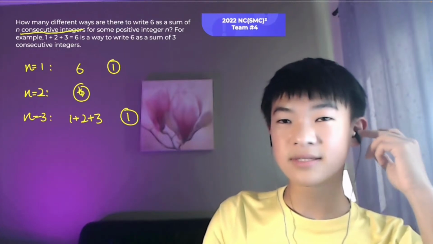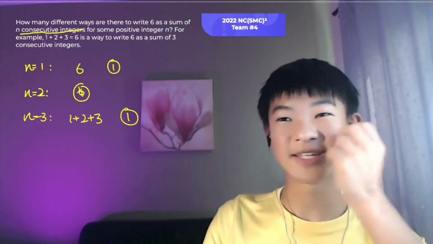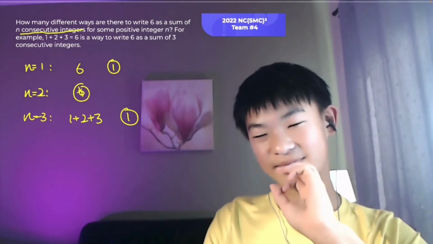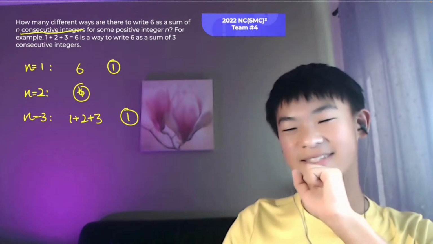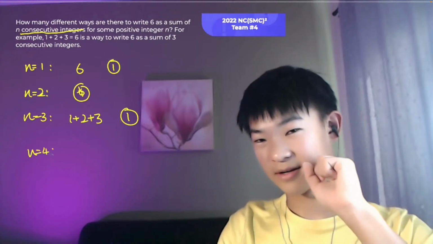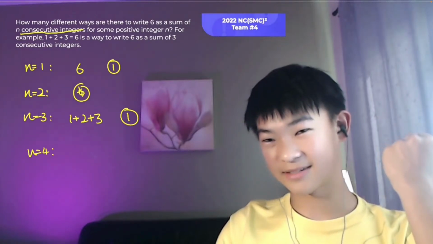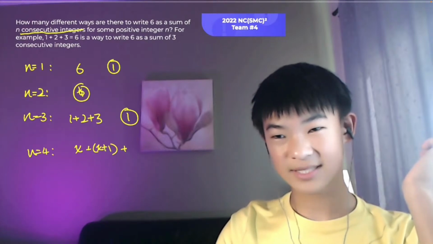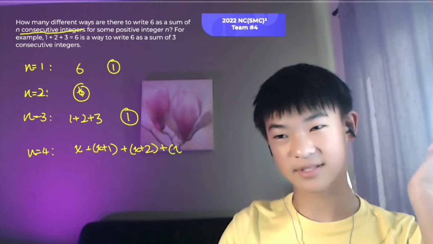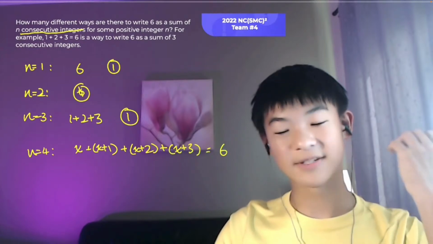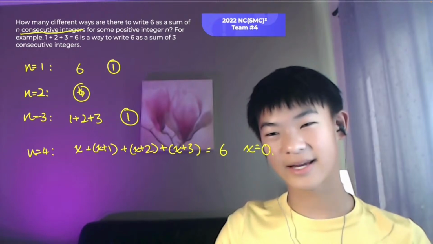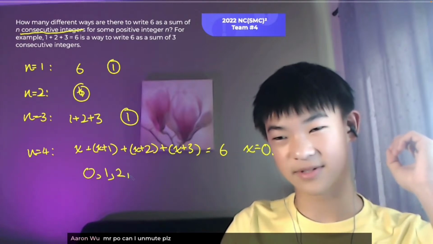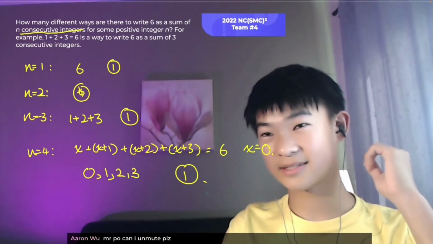Now, notice that they say the sum of n consecutive integers for some positive integer n. So these integers don't have to be positive. So let's keep going. Let's keep searching. N equals 4, we might have to start using variables now. So if we have x, which is the first term, plus x plus 1, plus x plus 2, plus x plus 3 is equal to 6. Then if we solve this, we get x equal to 0. And this gives us a correct sum, which is 0 plus 1 plus 2 plus 3.